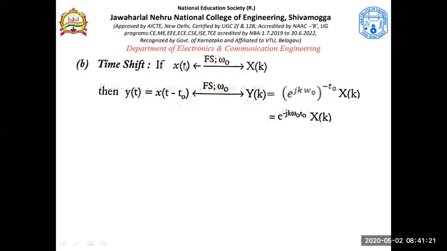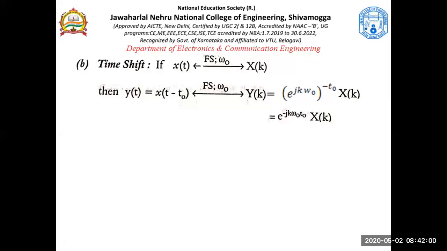Understand? So we have to shift it in time, which means x of t needs to be shifted. And how is it being shifted? It is being shifted to the right by t naught units. So it's a right shifted signal. So whatever shift you have here needs to come as a power to this exponential along with the signal x of k in frequency domain. Since it is shifted by t naught, in the power you need to have minus t naught. That's why it looks like e power minus j k omega naught t naught into x of k.